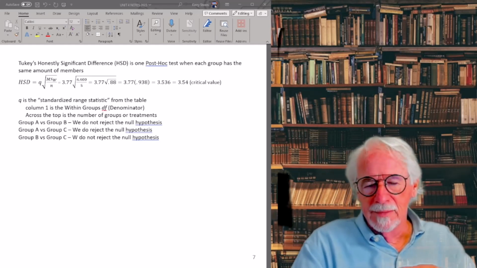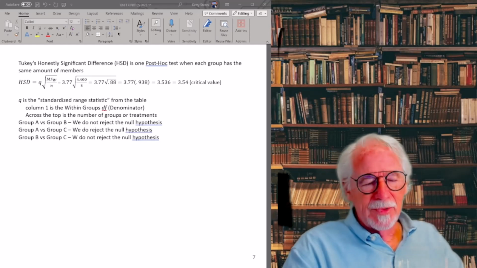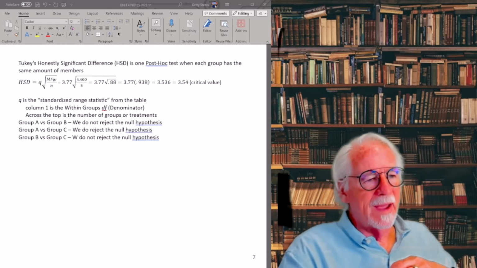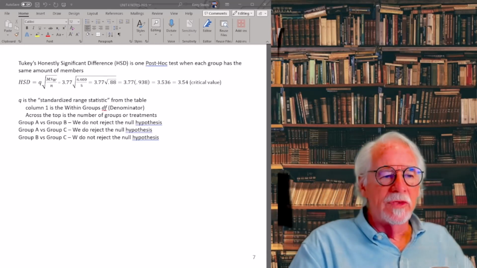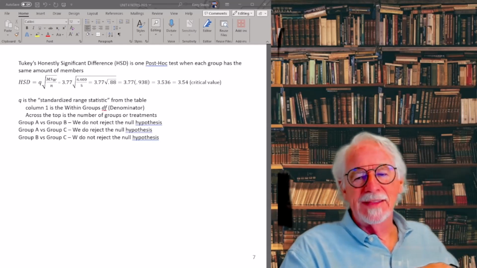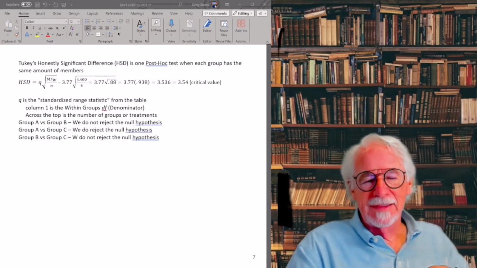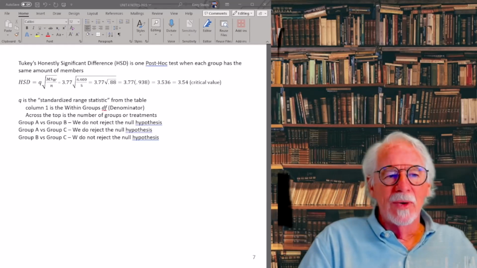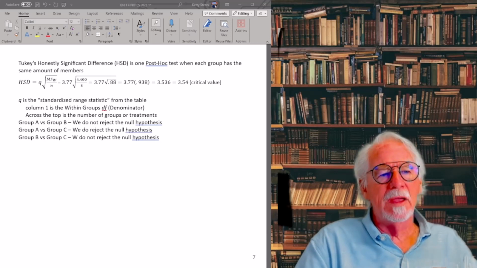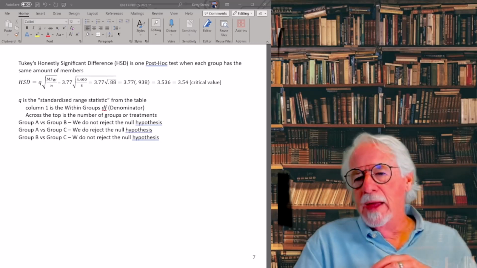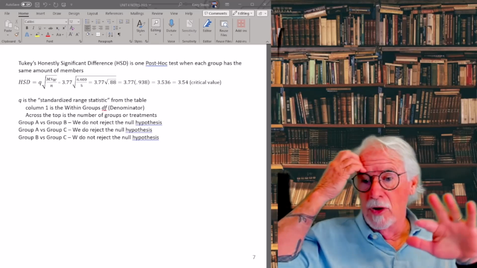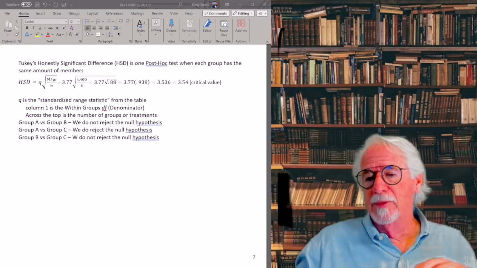Okay, and then we'll make sure not to put any of the other ones in the exams. The one we're going to use is called Tukey's Honestly Significant Difference, or Tukey's HSD, and it's what we call a Post Hoc test. This is good when every group has the same number of people, right? So all the groups had 6 people.